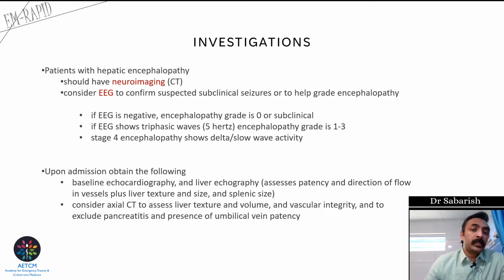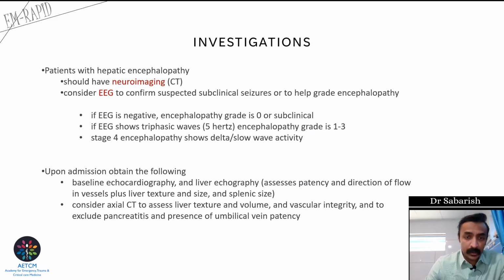Moving on to other investigations, a patient with hepatic encephalopathy ideally should undergo a CT brain, because we should not be missing an intracranial bleed in such patients. At the same time, other findings of raised intracranial tension can also be revealed in a CT. An MRI, of course, is not usually indicated, but might at times bring in extra information with regards to hepatic encephalopathy. Also consider an EEG, which can be used as a surrogate marker of the grade of encephalopathy.